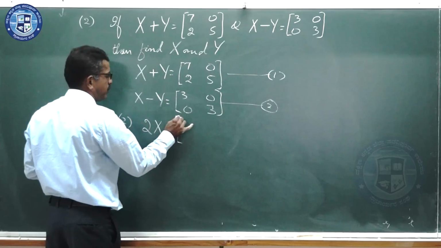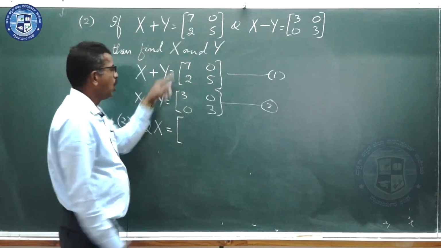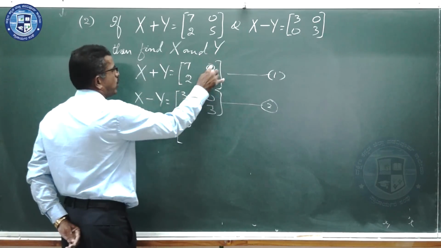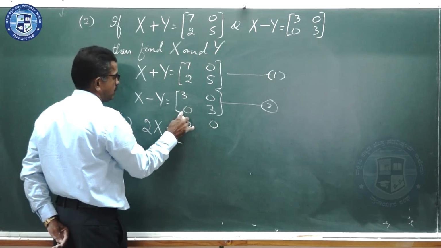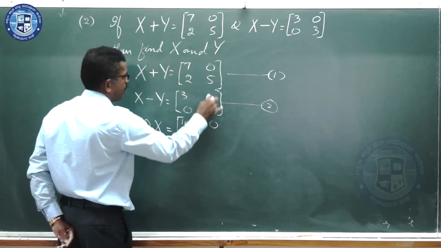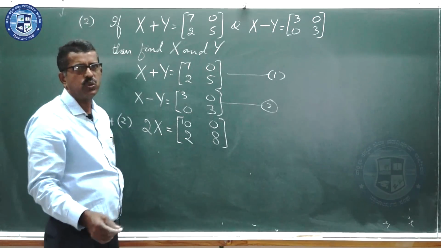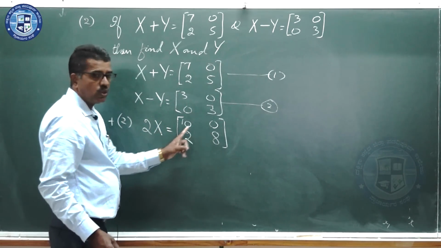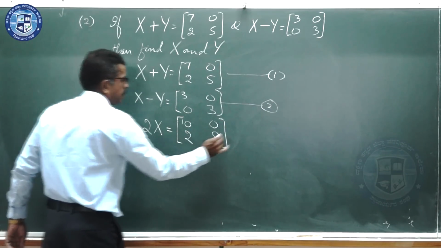That would be equal to adding the corresponding elements. In the previous session, we discussed what it means to add matrices: adding the corresponding elements. What is 7 plus 3? It is 10. What is 0 plus 0? It is 0. 0 plus 2 is 2, and 5 plus 3 is 8. We have 2x equal to 10, 0, 2, 8.